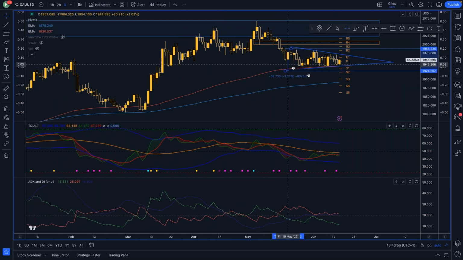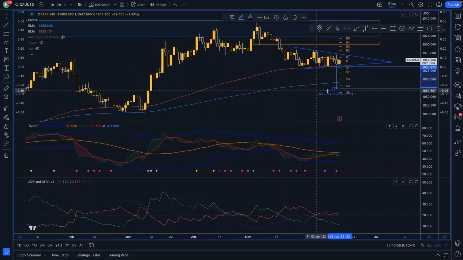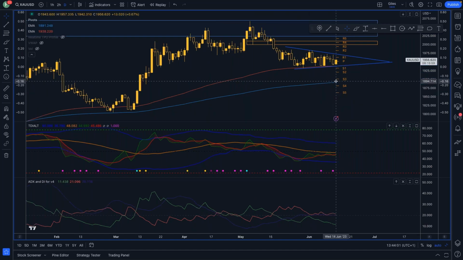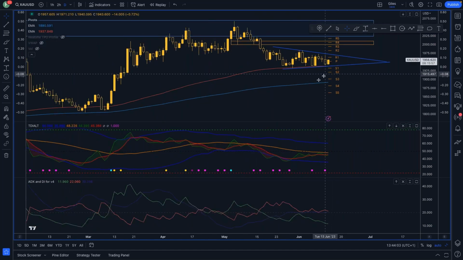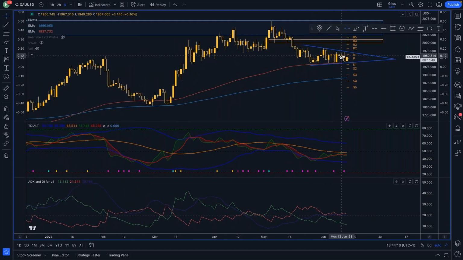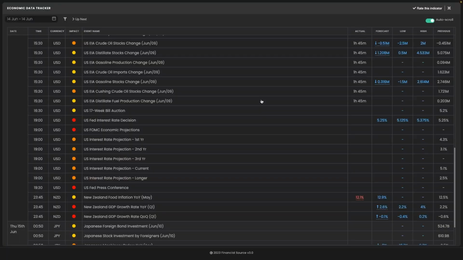down to the 200 exponential moving average would be the target. I'd just make it 1900, that S3 pivot point. So that would be in the scenario with a Fed hike by 25 basis points and via the dot plot communicate that more interest rate hikes have come. That would be negative for gold. That would be a decent tradable opportunity that I'll be looking for.